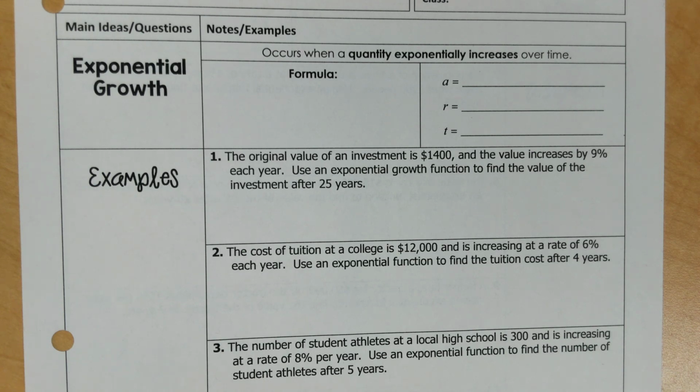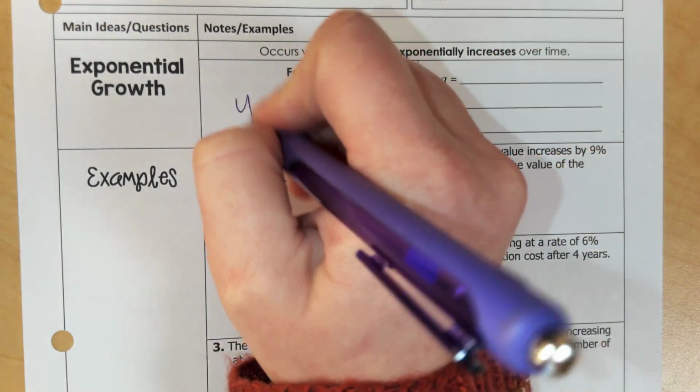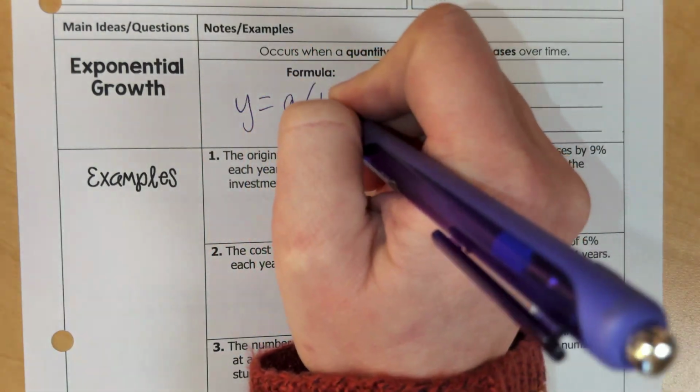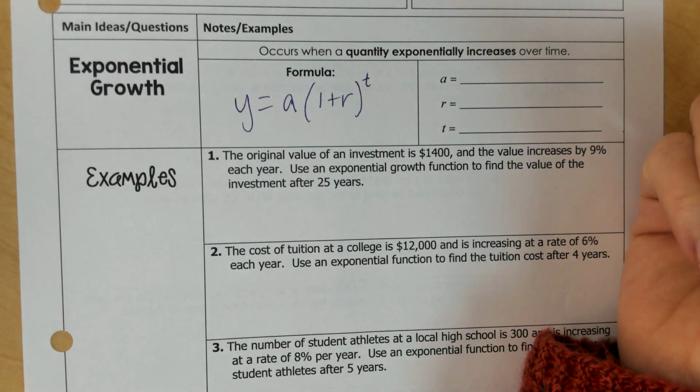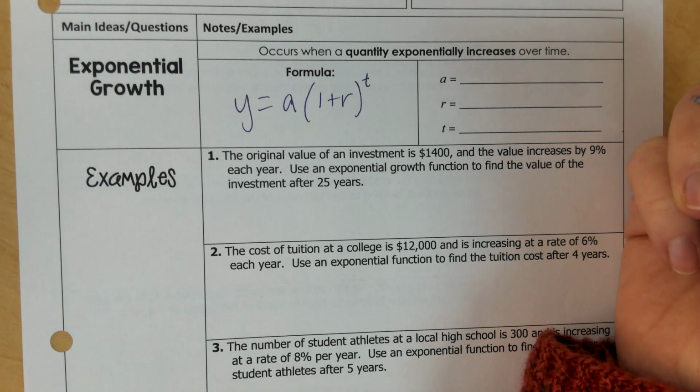It's still using an exponential function. We're just adding a few pieces in there to make it a little bit easier and a little bit more of a plug and go kind of formula. So here it is. It's going to be y is equal to a multiplied by 1 plus r raised to the power of t. So we're not using x, we're going to be using t this time. And we've also added in r and a. And this will just kind of help us walk through answering these types of questions.